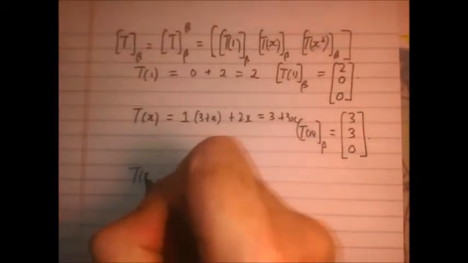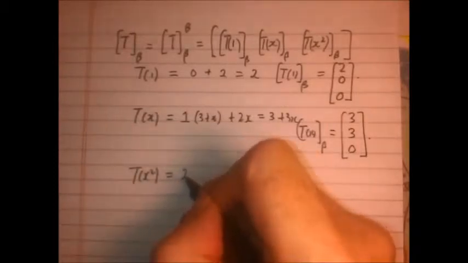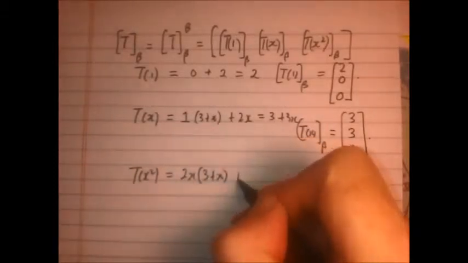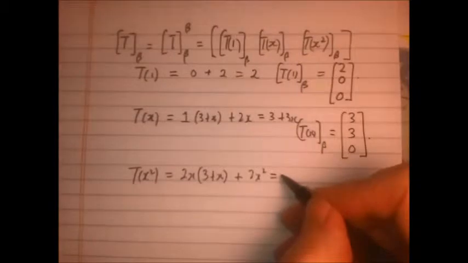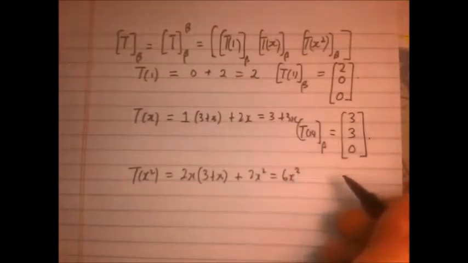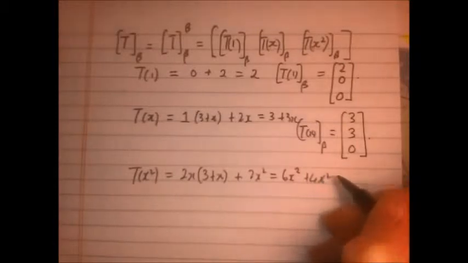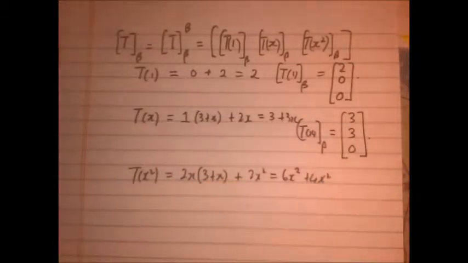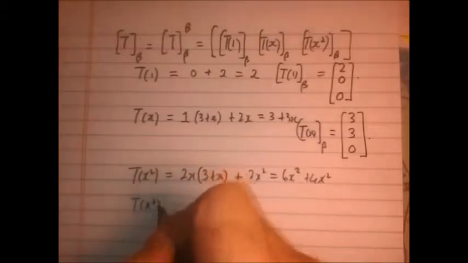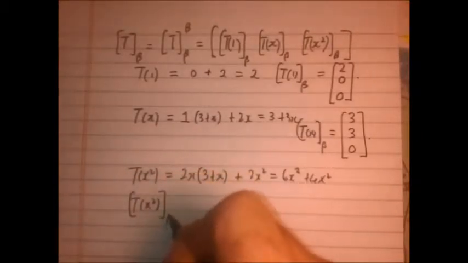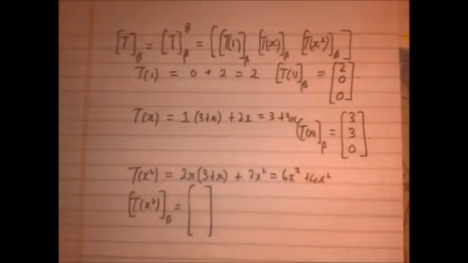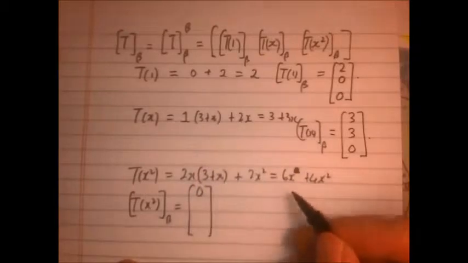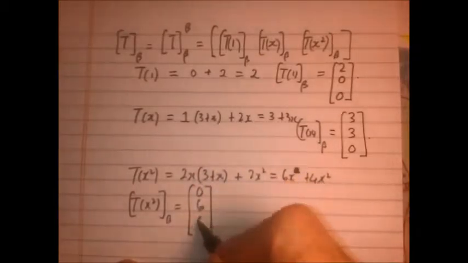Okay, finally, T of x squared will be the derivative of x squared, which is 2x, times 3 plus x, plus twice x squared, and this will simplify to 6x plus 4x squared, and that means that the coordinate vector of T of x squared relative to beta will be, that should be a 6x. So this is 0 times 1 plus 6 times x plus 4 times x squared.